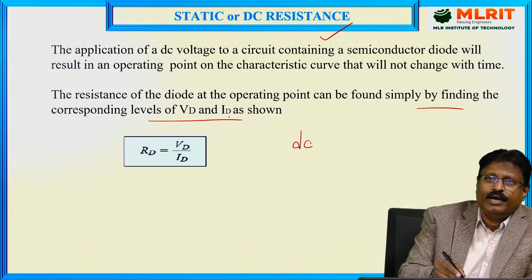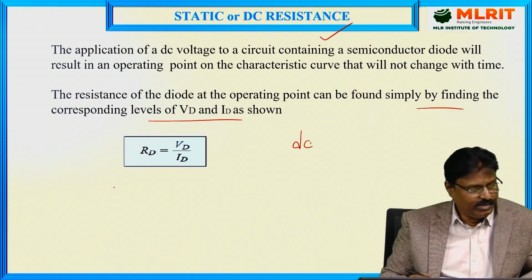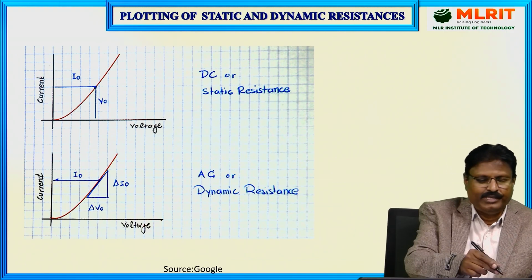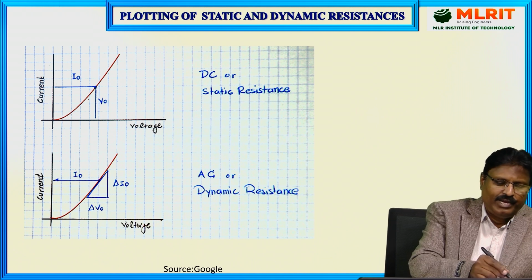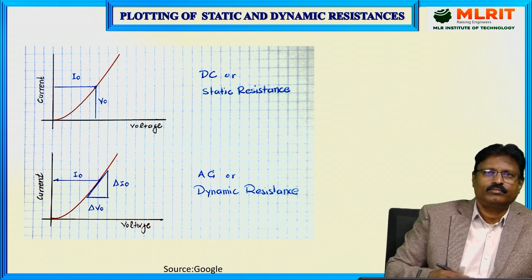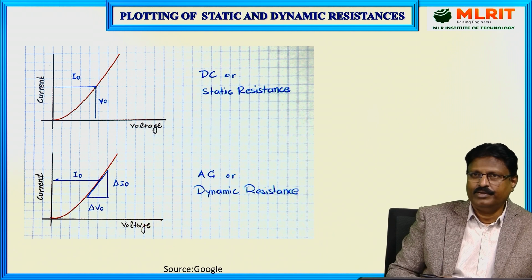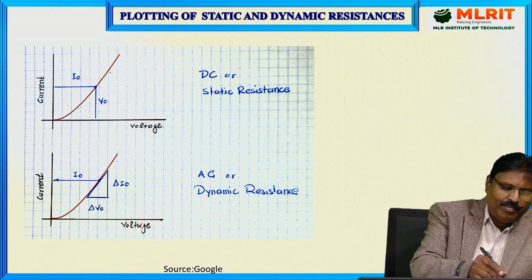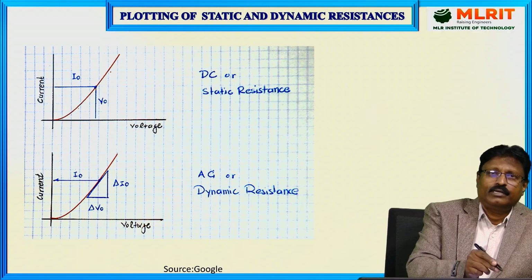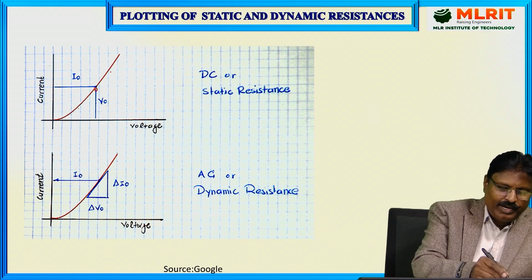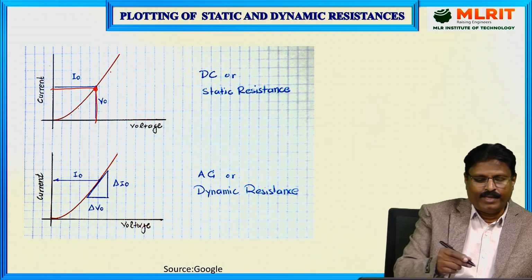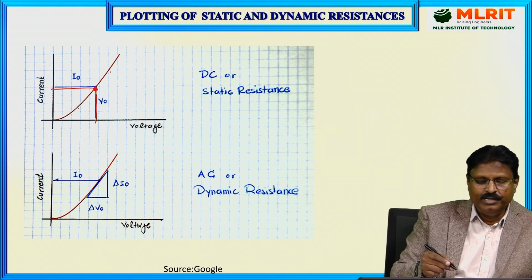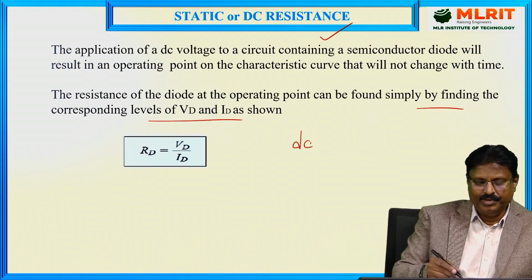VD and ID. So if you take the curve, as you can see here, and you want to calculate the DC or static resistance, you can select any one point on the curve. Why? Because it is not varied in accordance with time. So you can select any point. In this graph, we selected a point on the curve, and the corresponding values of VD and ID will be measured, and the DC resistance calculation will be based on this formula.